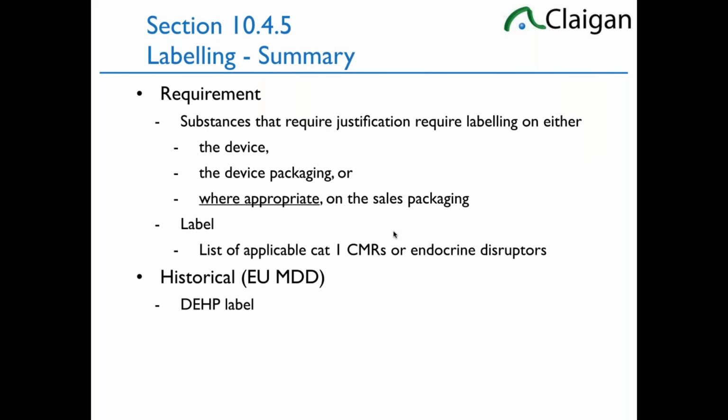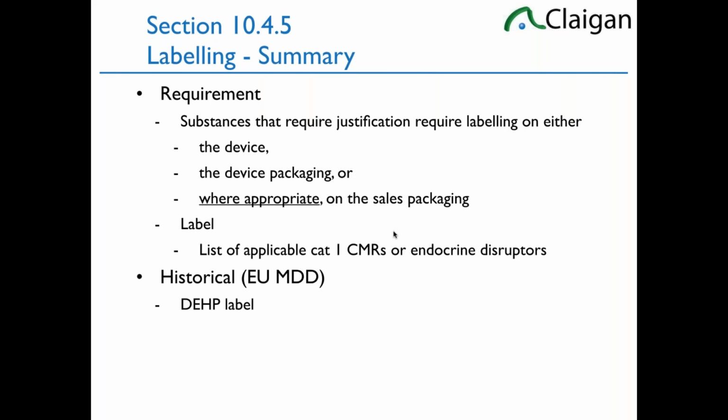So again, the labeling. If a substance requires justification, you also will have to label for it on the device or the device packaging, or where appropriate in the sales packaging if the device and device packaging don't work. Now, the details in the law about which one you can choose are a little vague. There'll hopefully be guidance at some point saying when you can put it on the packaging or when it has to go on the device. And so you have to label category 1 CMRs, or again, the endocrine disruptors, if they're above 0.1% by weight in an invasive or liquid or gas contacting situation.